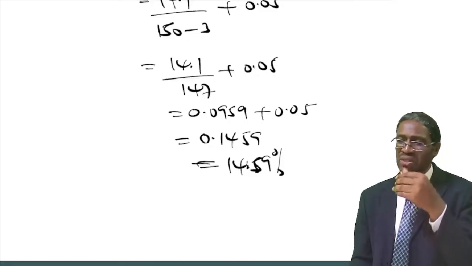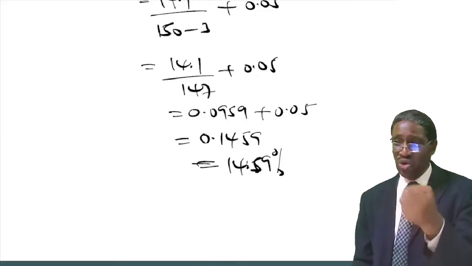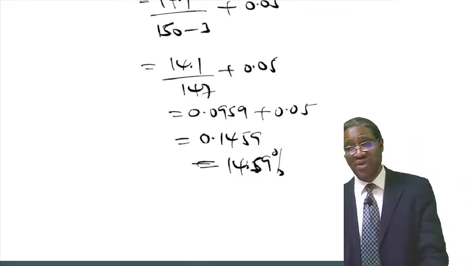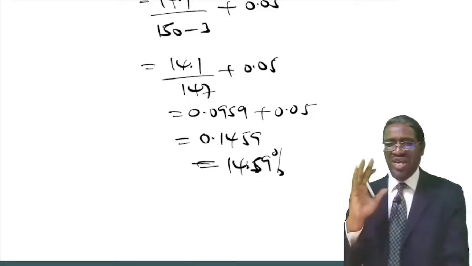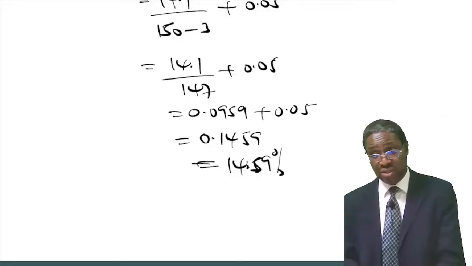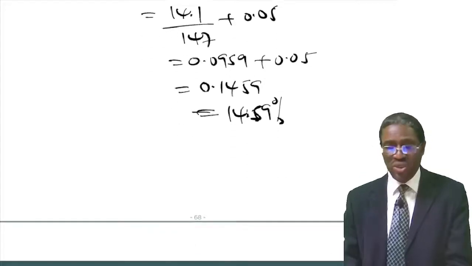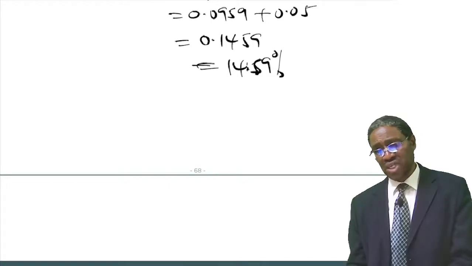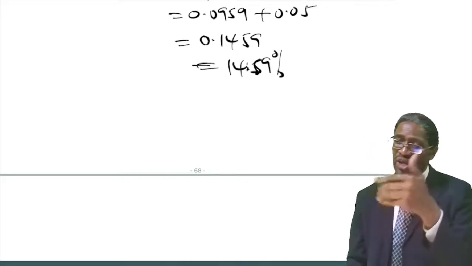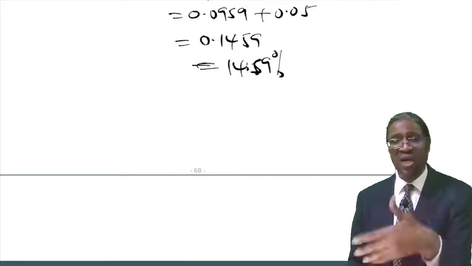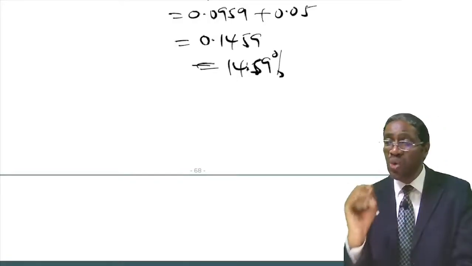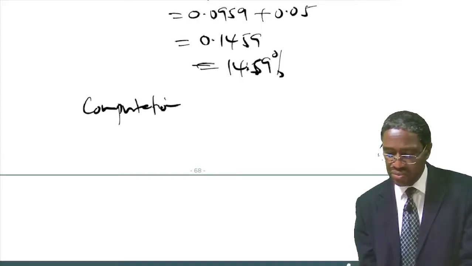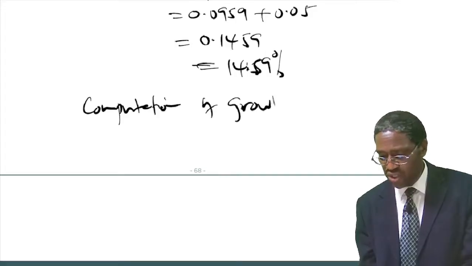We have been using this figure called g, the growth rate. Listen carefully, sometimes the examiner does not give you the growth rate. If the examiner has not told you that we expect the dividends to grow by 5% every year, how do you calculate it? Listen, don't write. Computation of the growth rate.